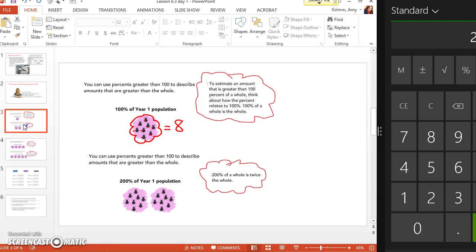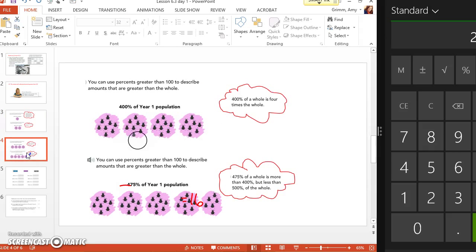100%. Okay, now if I want to do 200% of this, then that's going to double. 200% is going to be twice as many. So how many is going to be here? 16. Okay, if I did 300%, that would triple. So how many would that be? 24. This would be 8, 8, and 8. Does that make sense? 400% would be 8, 8, 8, and 8. Okay, 32. All right, so let's look. That's what the next slide says. Okay, so here is 400%. So it would be 4 times the 8. And that would give us a total of 32.